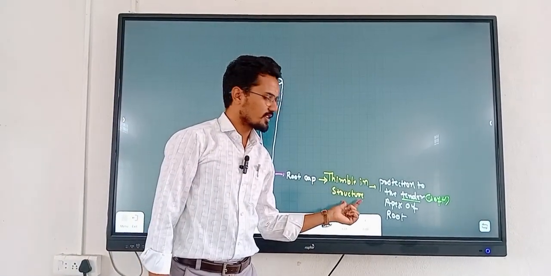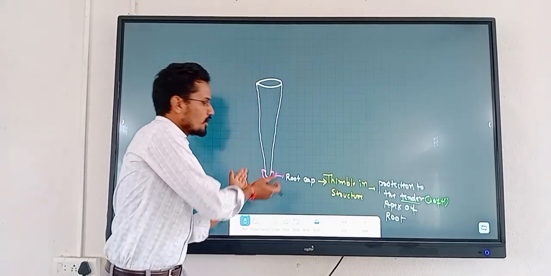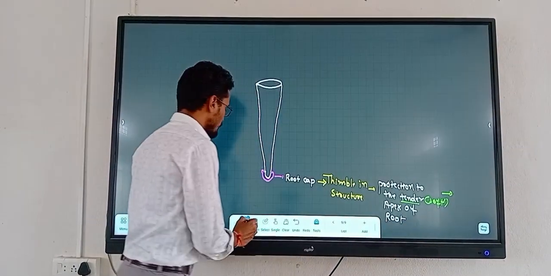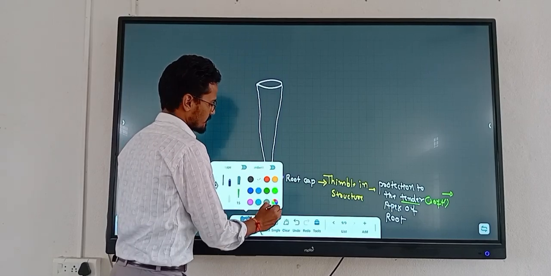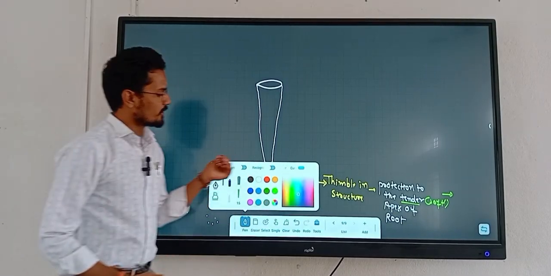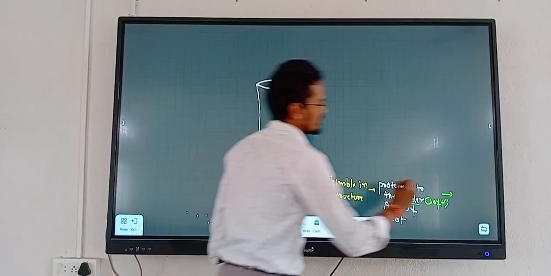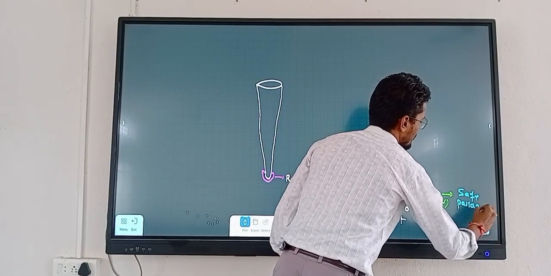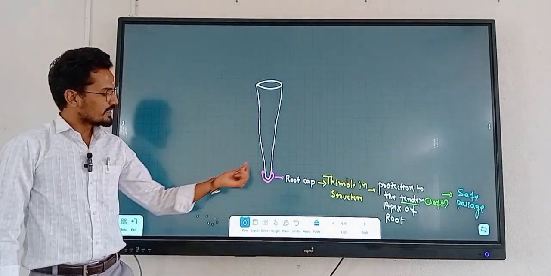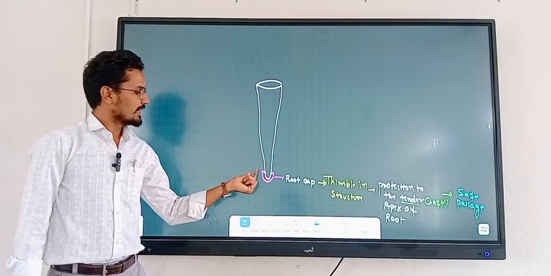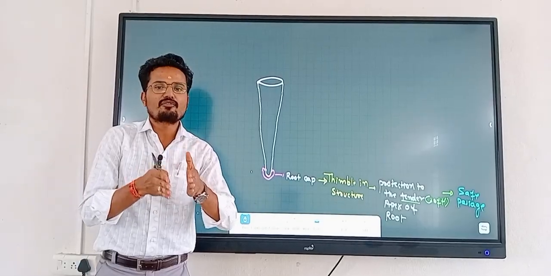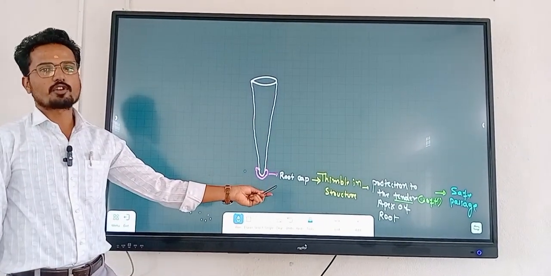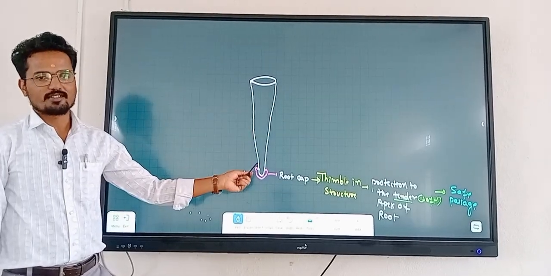That is thimble in structure, somewhat hard, and it gives protection. Due to that, the tender root is able to make a safe passage. Due to this root cap, the tender, soft root has a safe passage inside the soil. That is why the root cap is very important in the root system.